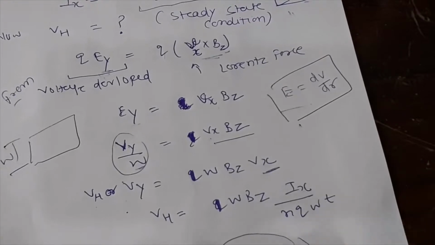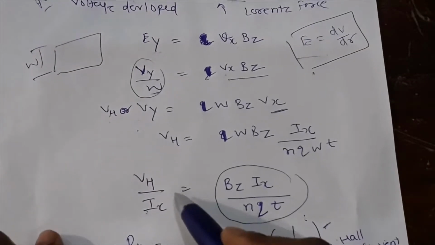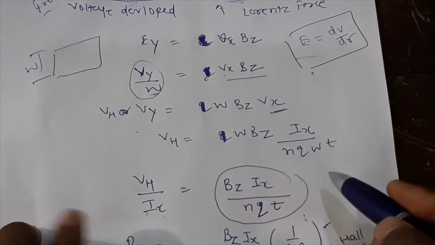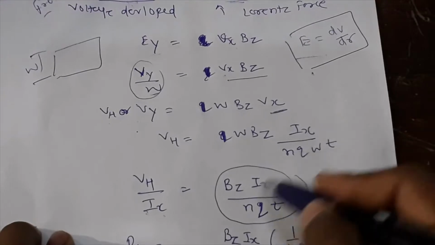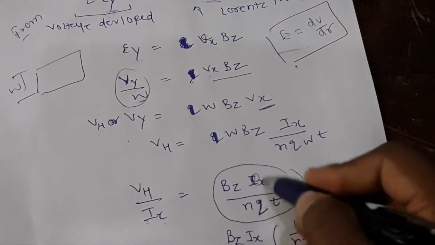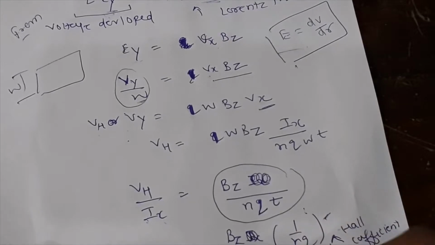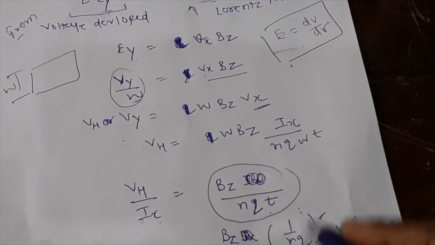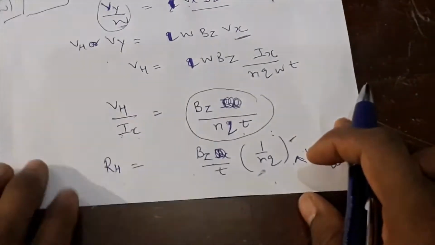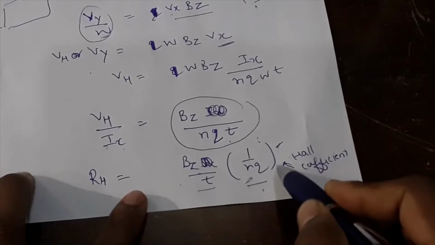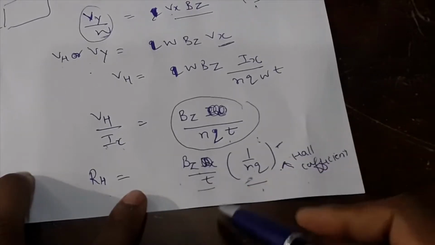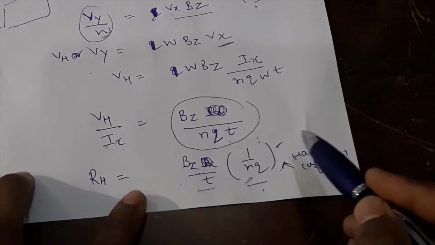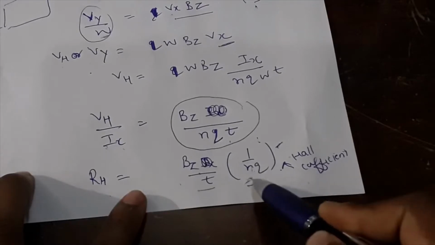As soon as you do it, you bring the I_x here, and you get B_z upon... okay, here I have made a mistake, this I_x is not there, so B_z by t over n q. If you rearrange this, you can write it like this. So 1 by n q is the Hall coefficient. If you plot R versus B, you should get a linear curve, because this is a constant, which you're not going to change, and this is a constant.